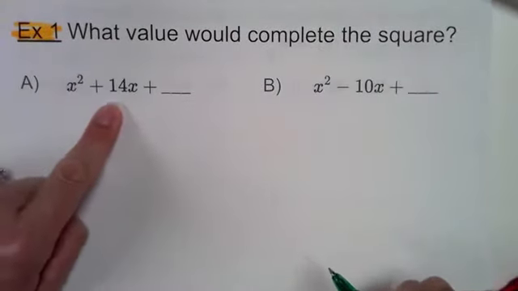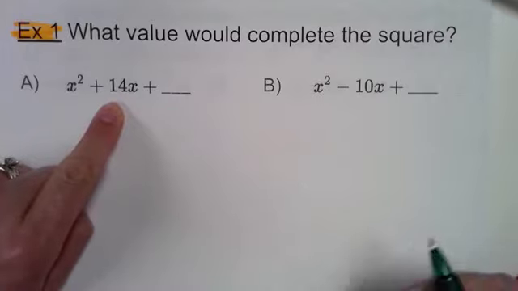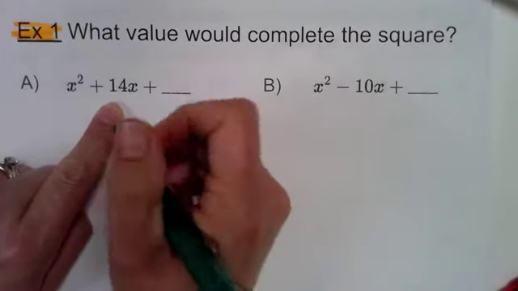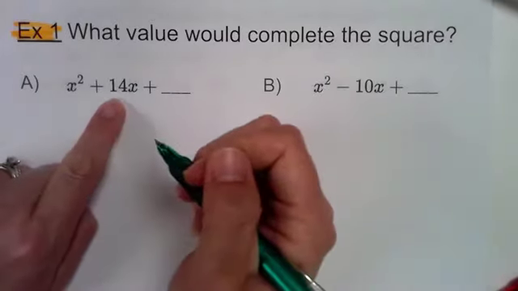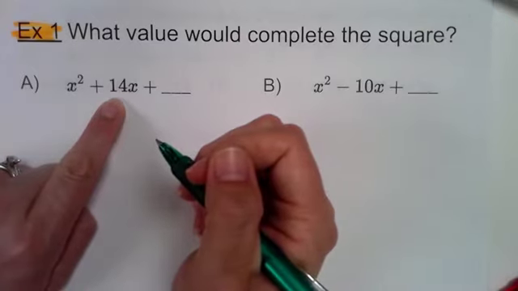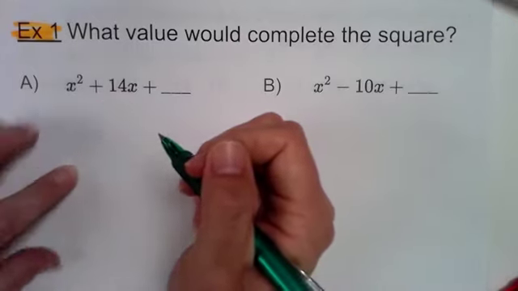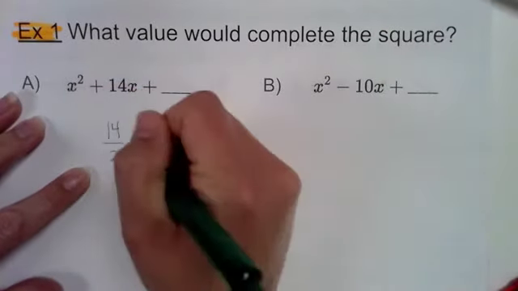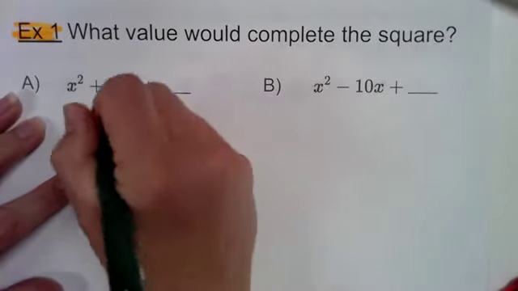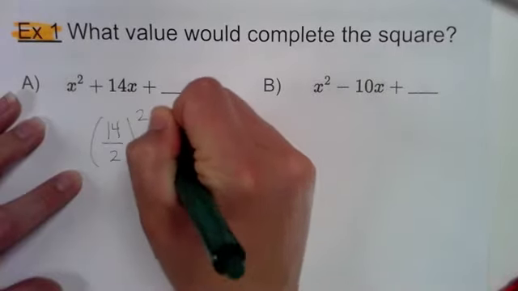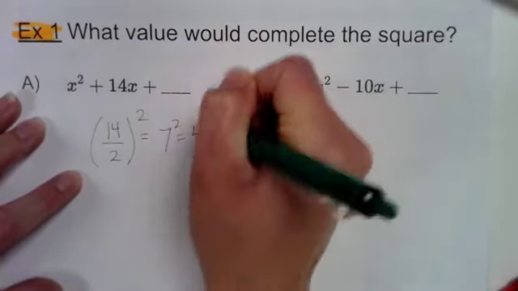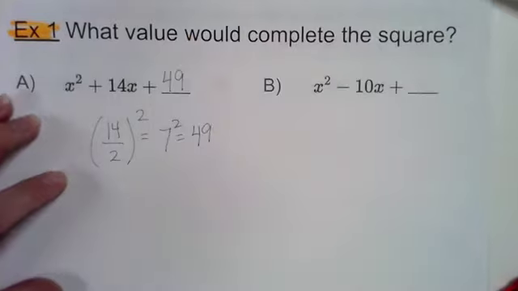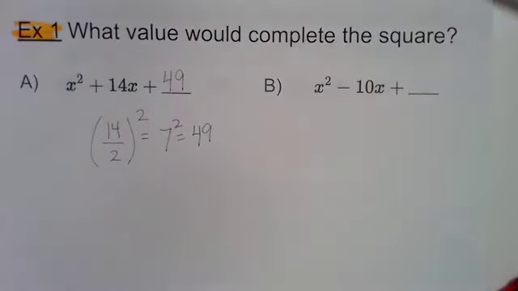Well, what would we have to do with these 14 x's? Just 14 of them? What do we have to do? Divide by 2. 14 divided by 2 is 7. And then we have to do what? Square it, which would be 49. That's what goes in that blank little space. That completes the square.